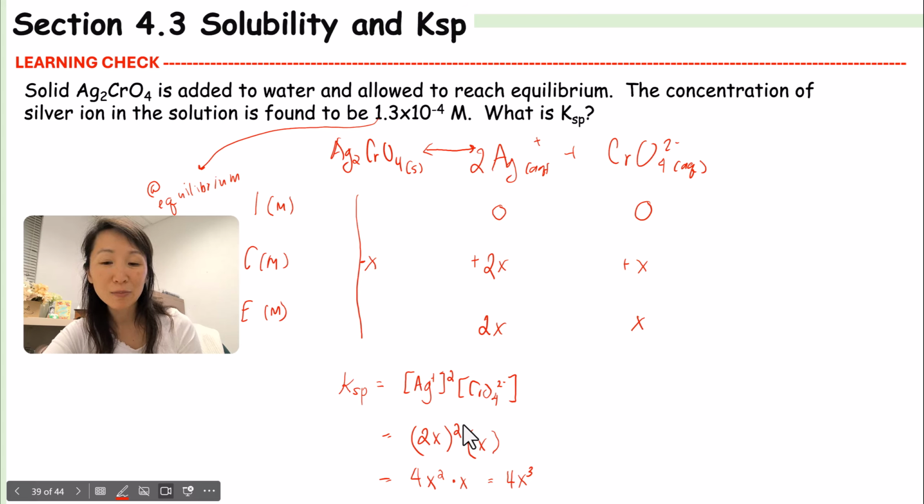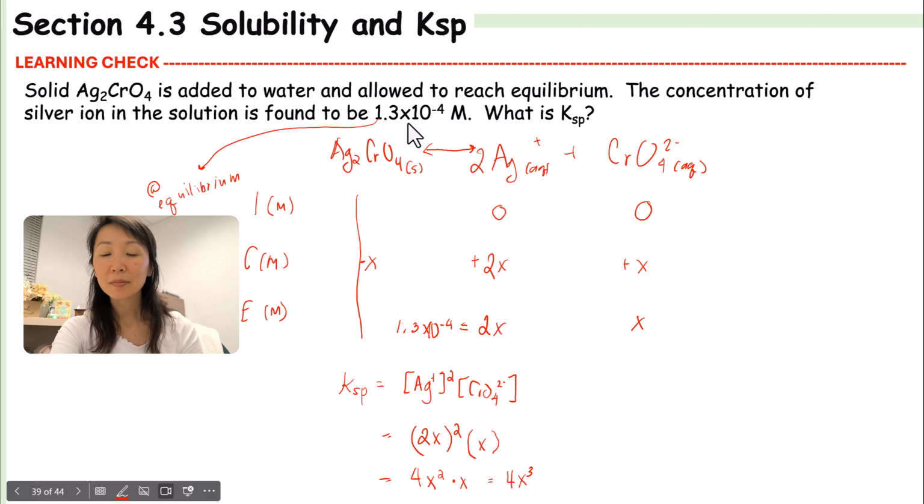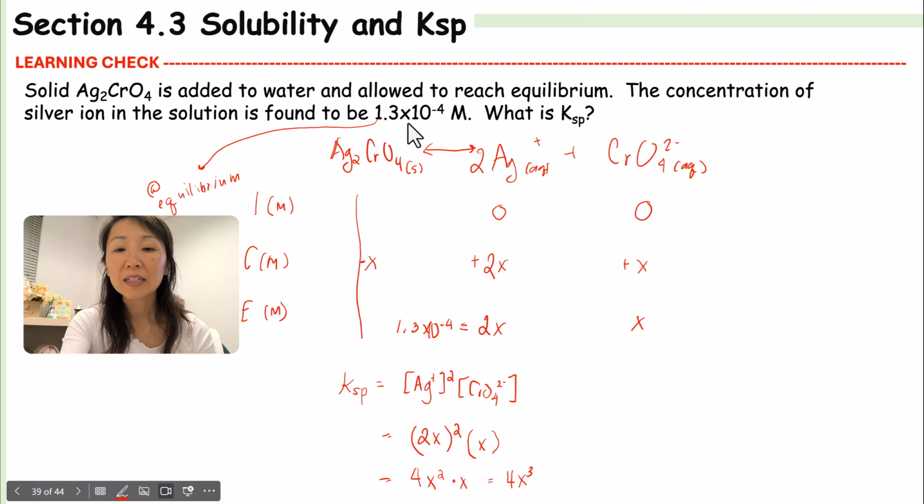Now, we want to know the concentration of silver, okay? So we have Ksp equals 4x cubed, so we don't know what silver is. Well, what this learning check is letting you know is that the silver ion at equilibrium is 1.3 times 10 to the negative 4. Oh, what is this Ksp? It's asking for Ksp. Oh, sorry. So at equilibrium, this 2x is going to equal 1.3 times 10 to the negative 4. That's what it's saying.